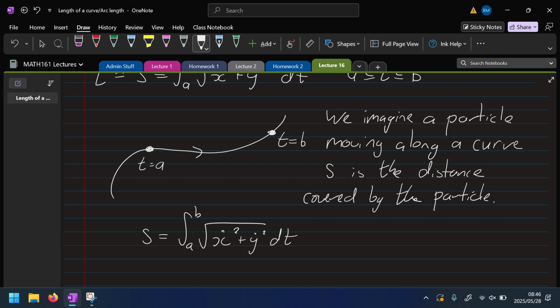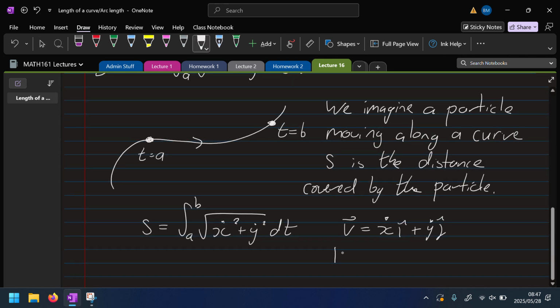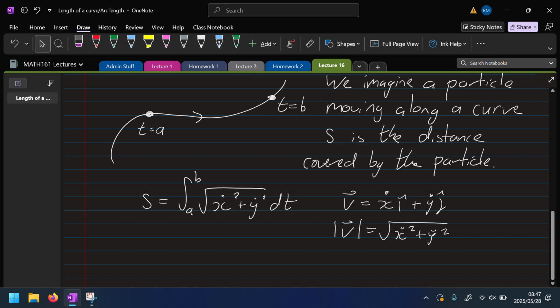So the root of x dot squared plus y dot squared, that's just the length of the velocity vector. If you have the velocity v, that's x dot in the i direction, y dot in the j direction. You've got your speed in the two directions. Then your speed, or the length of the velocity vector, is just the root of x dot squared plus y dot squared. That's just the length of the vector, so that's the speed of the particle.